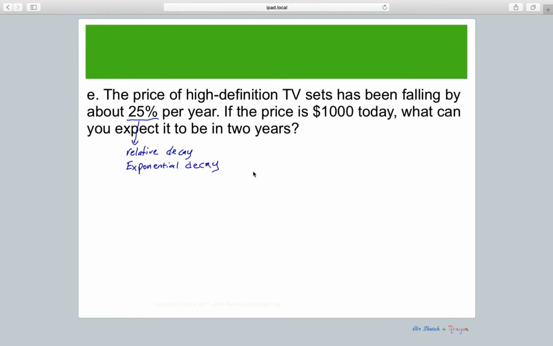The way I want to think about it is if it is dropping by about 25% per year, that means it's worth about 75% of its prior year's value.